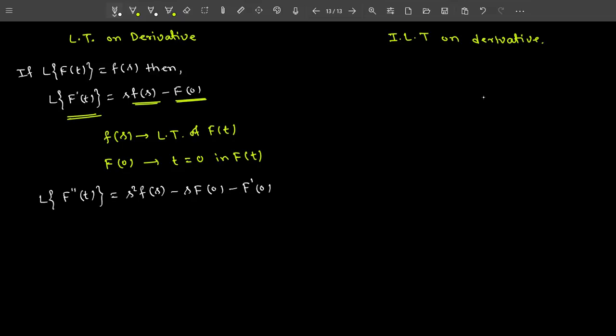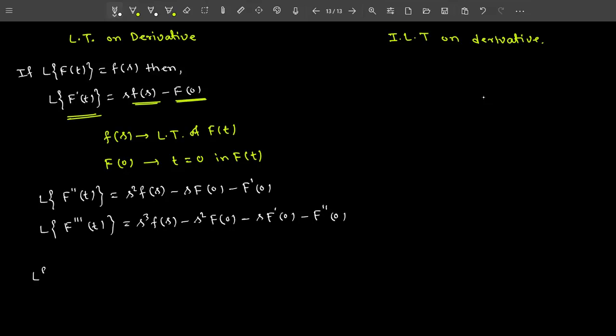Suppose a triple derivative. Laplace of f'''(t) equals, obviously, s cubed F(s) minus, with the power of s decreased by 1, s squared f(0) minus s f'(0) minus f''(0). Clear? So what will be the general formula?